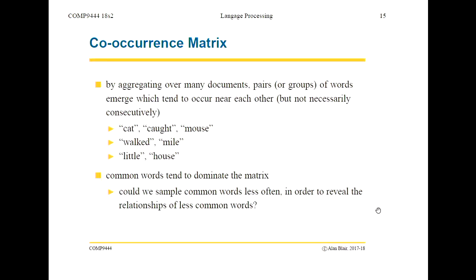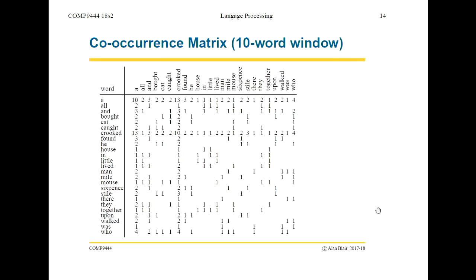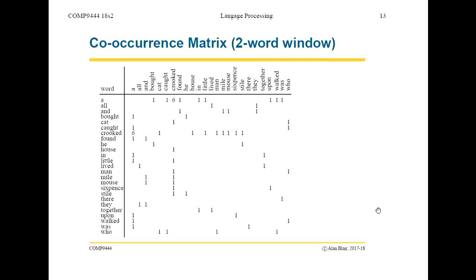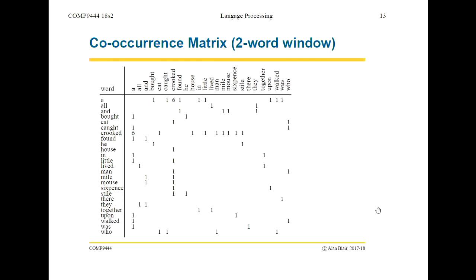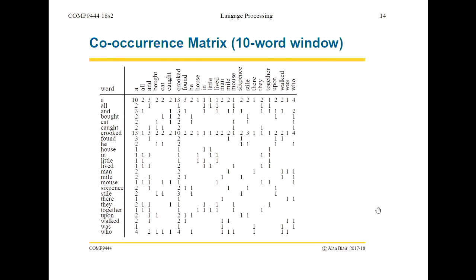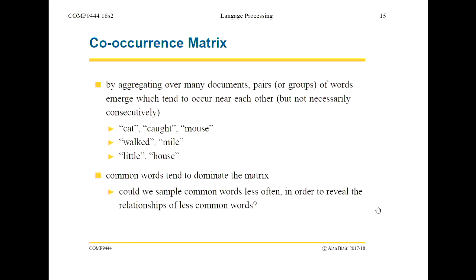Okay, so just also pointing out the properties of this matrix. Again, this is what we can actually deduce just from looking at this. When we've moved from just looking at neighbouring words to looking at a 5-word window, new relationships appear that weren't visible before. So we can see that words like cat, court, and mouse often occur close to each other. Not necessarily next to each other, but within that 5-word window on either side. Walked and mile, same thing, little and house, right? So we can start to see some of these relationships.